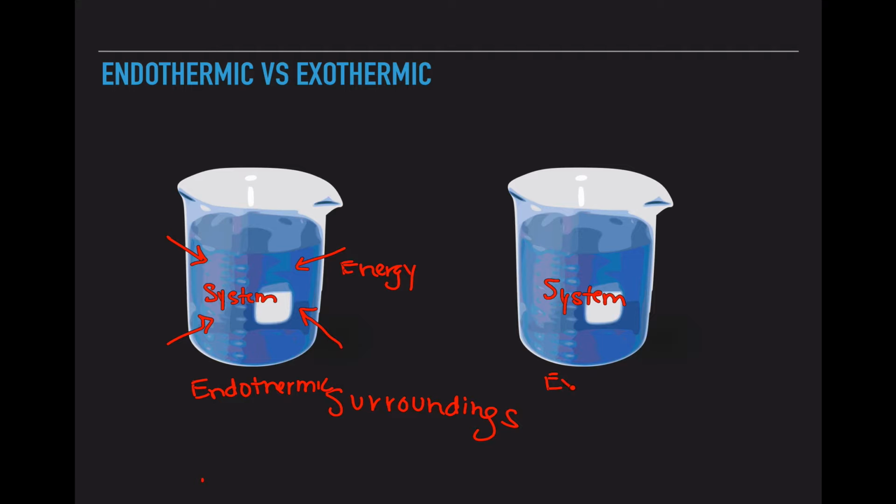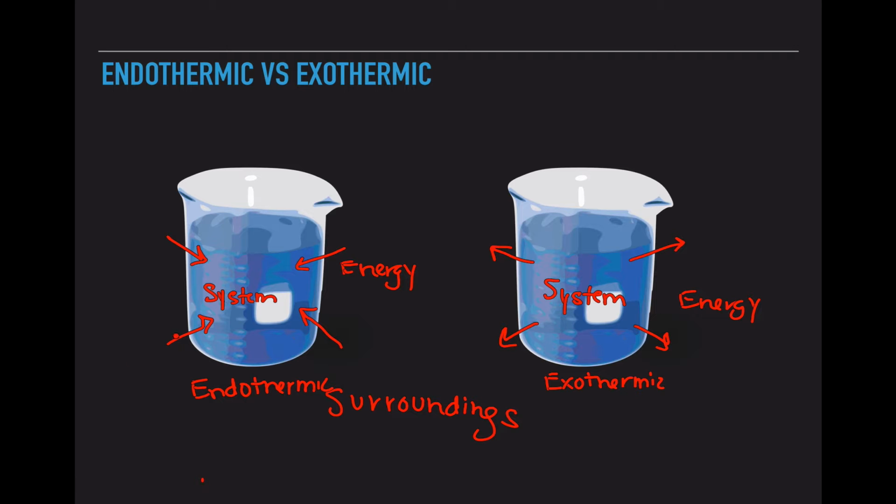In an exothermic reaction, the system is giving energy to the surroundings, so it's actually releasing energy. This is why it feels hot. So endothermic feels cold, absorbs energy. Exothermic feels hot, releases energy. Now this heat energy that's being transferred, we call it a value of a delta H, which stands for heat energy.